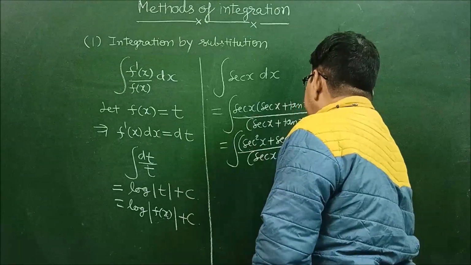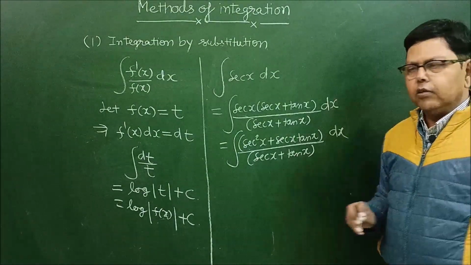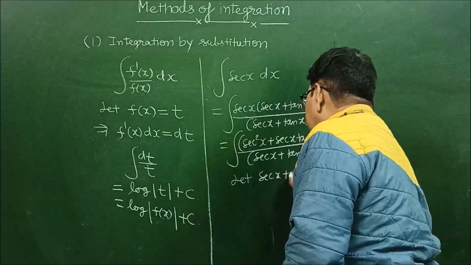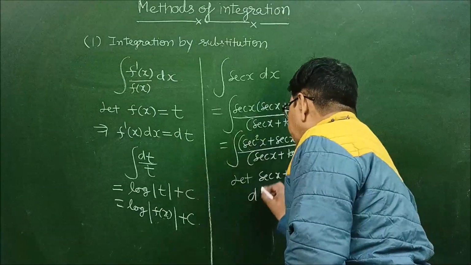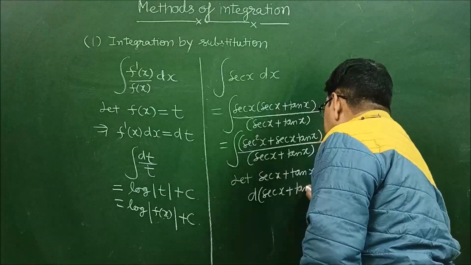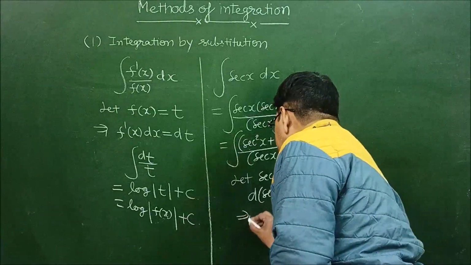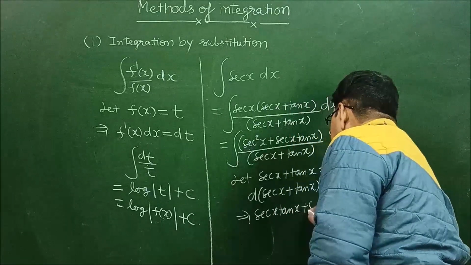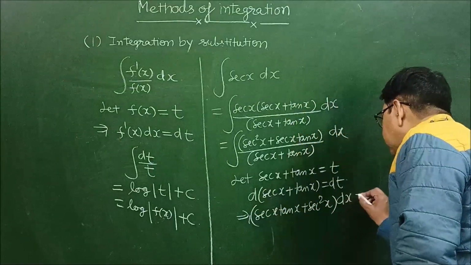Now we put sec x plus tan x is equal to t. Differentiating both sides with respect to x, we get sec x tan x plus sec square x, and since we have differentiated with respect to x, (sec x tan x plus sec square x) dx is equal to dt.